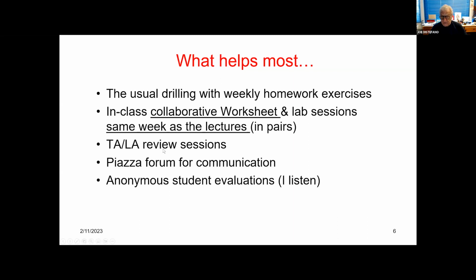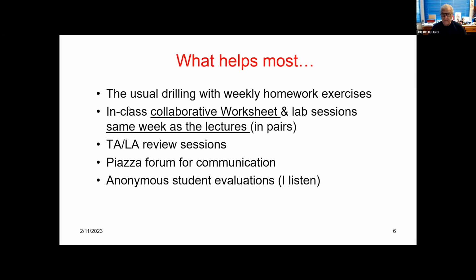TA and learning assistant sessions. I found that learning assistants in my courses over the past 4 years, since we've had that opportunity at UCLA, have been really, really instrumental in helping the students learn, particularly learn in groups.